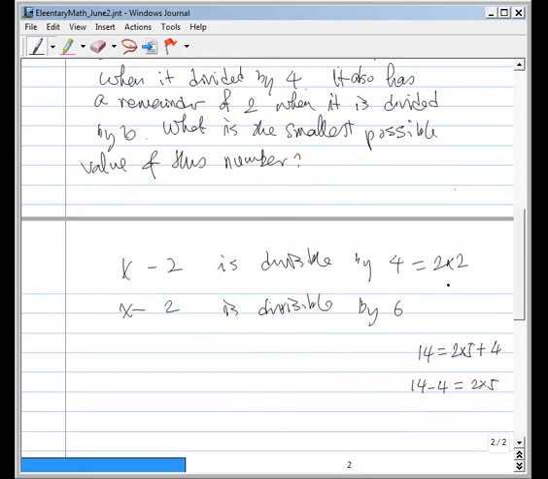4 is 2 times 2, right? 6 is 2 times 3. A number divisible by 4 and 6, the smallest number you can have, must have a factor of 2, it must have a factor of 3, and you have double 2. So that number should be equal to 2 times 2 times 3. That's the smallest possible number divisible by 4 and 6. So that is going to be 12. So your answer is going to be 14.